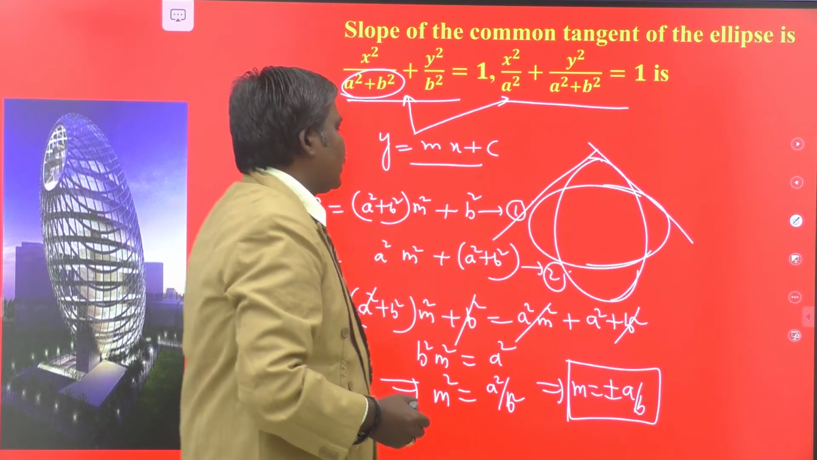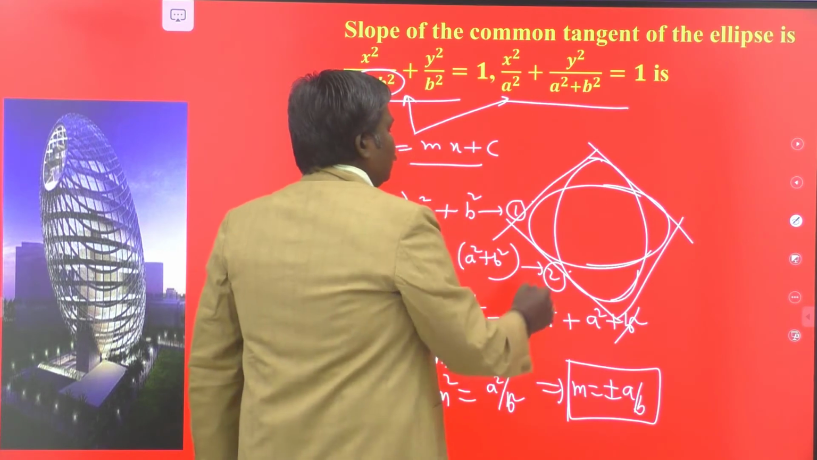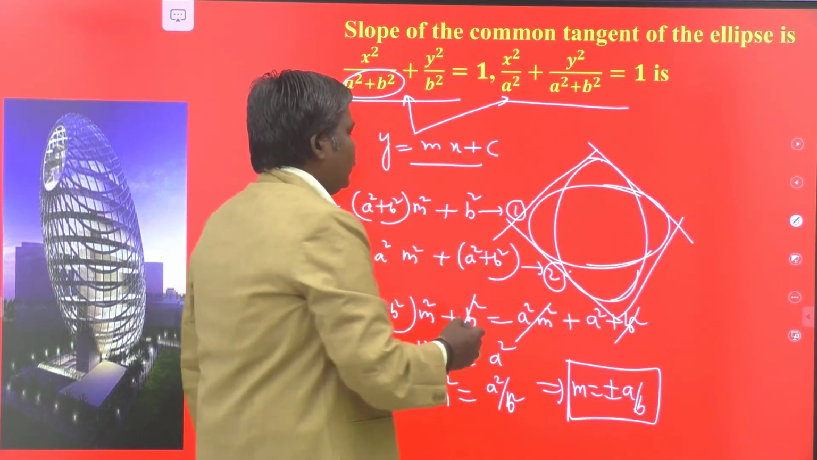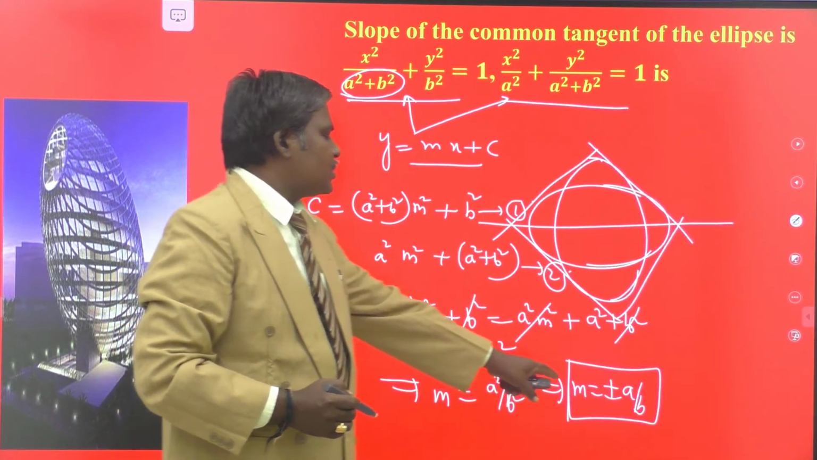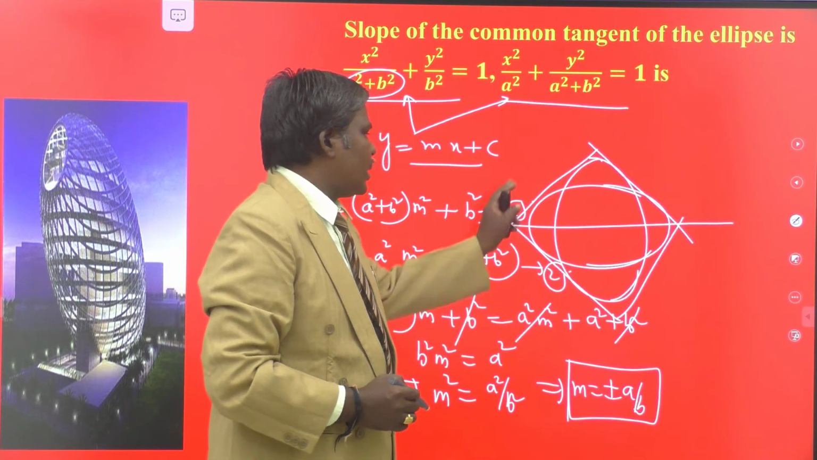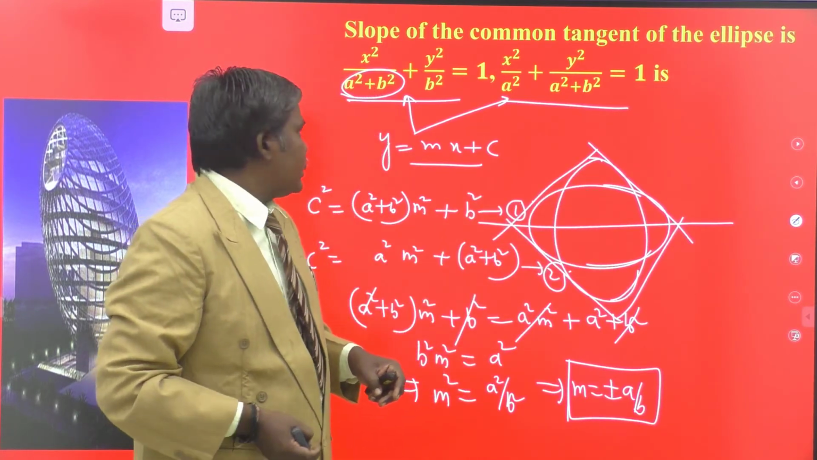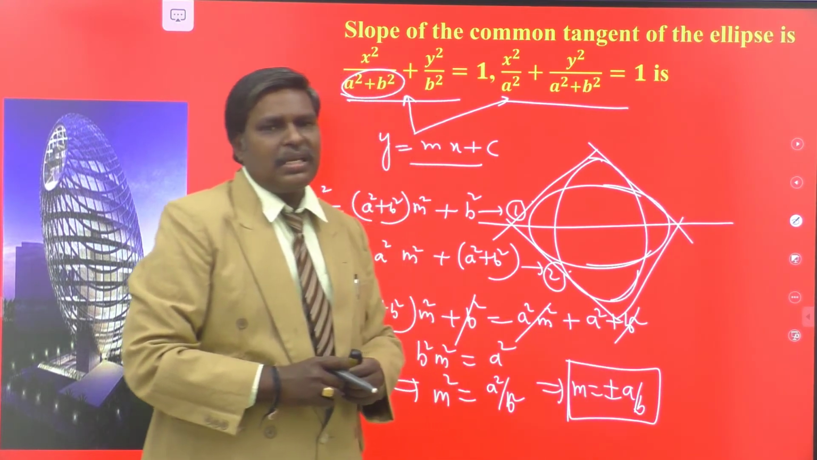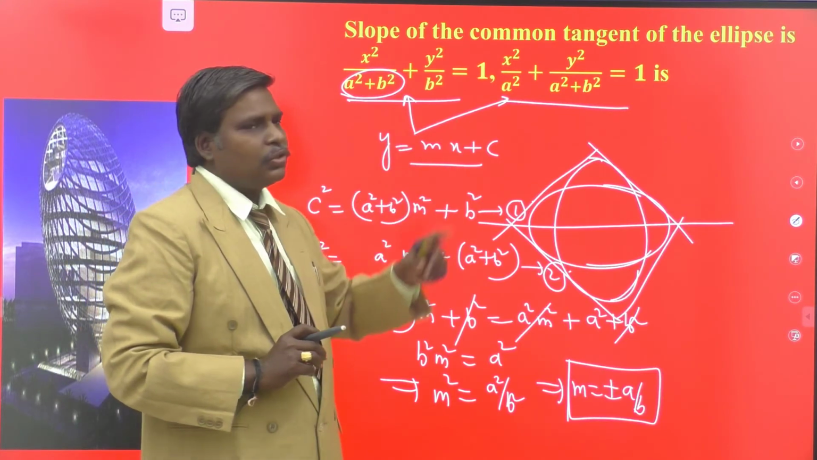So two of the tangents have inclination that is an acute angle, and two of the tangents have an obtuse angle. So these two are obtuse angle, and these two are making an acute angle with the x-axis. So we have ± a/b. Two tangents are parallel, these two tangents are parallel. We have two inclinations, therefore two slopes. m = ± a/b is the common tangent to both ellipses.